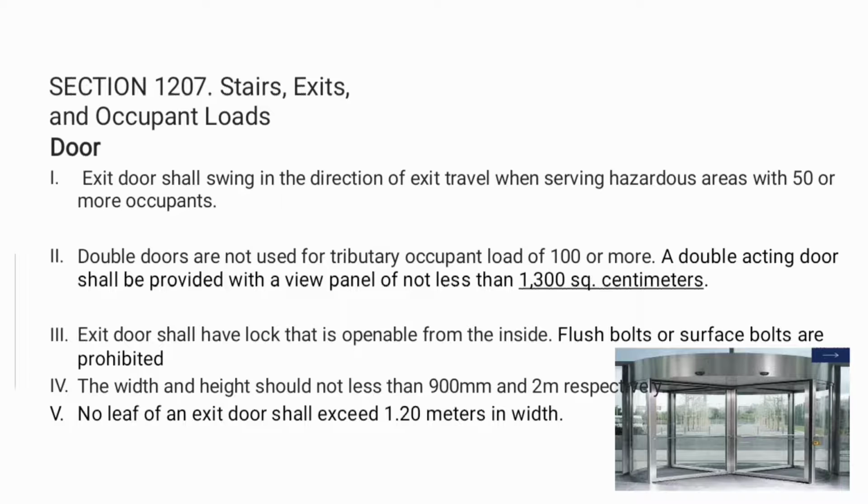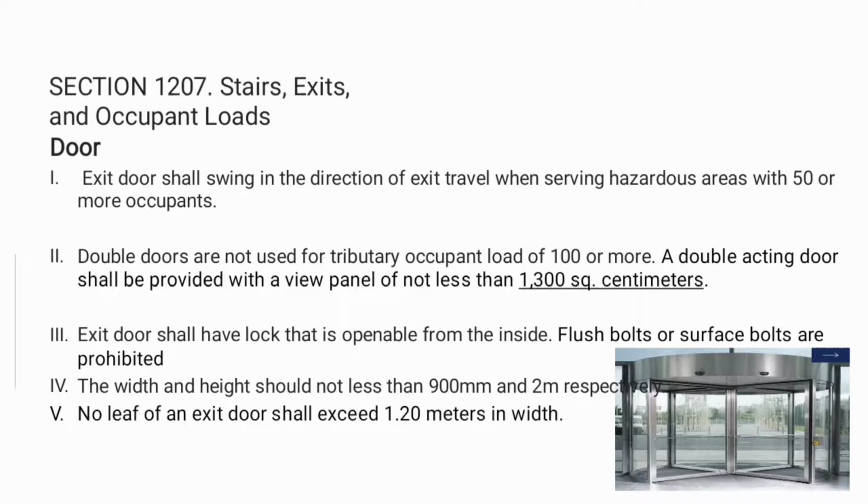And then double doors are not used for tributary occupant load of 100 or more. A double acting door shall be provided with a view panel of not less than 1,300 square centimeters. And then the exit door shall have a lock that is openable from the inside. Flush bolts or surface bolts are prohibited.